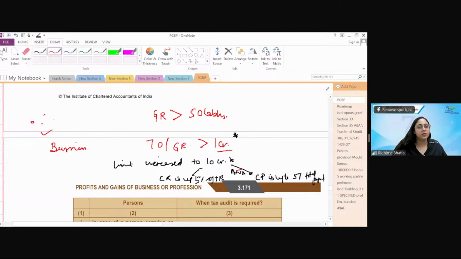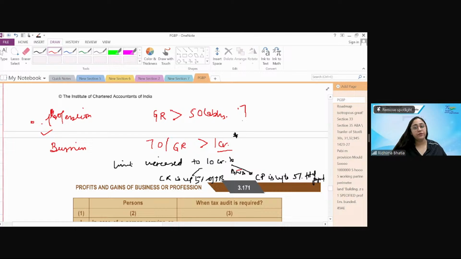स्पेसिफाइड बिजनेस के लिखा मैंने, इसे बेसिक ही रहने दो, प्रोफेशन रहने दो. वो मैंने यहाँ पे specified profession इसे लिखा था so that I could relate it to 44 ADA. But general profession के लिए gross receipts 50 lakhs, business के लिए turnover gross receipts 1 crore. अब इसमें से अगर specified profession, if you're into specified profession and your receipts are up to 50 lakhs, then you don't have to go for audit. Then anyway you're not applicable.